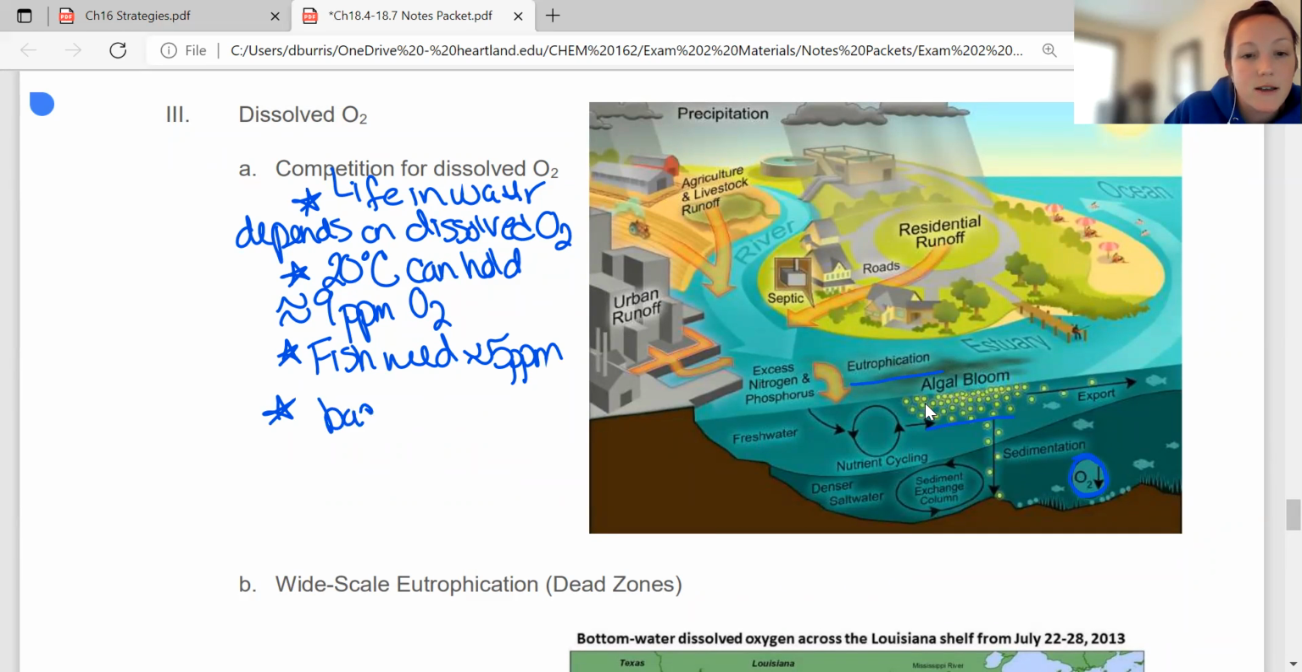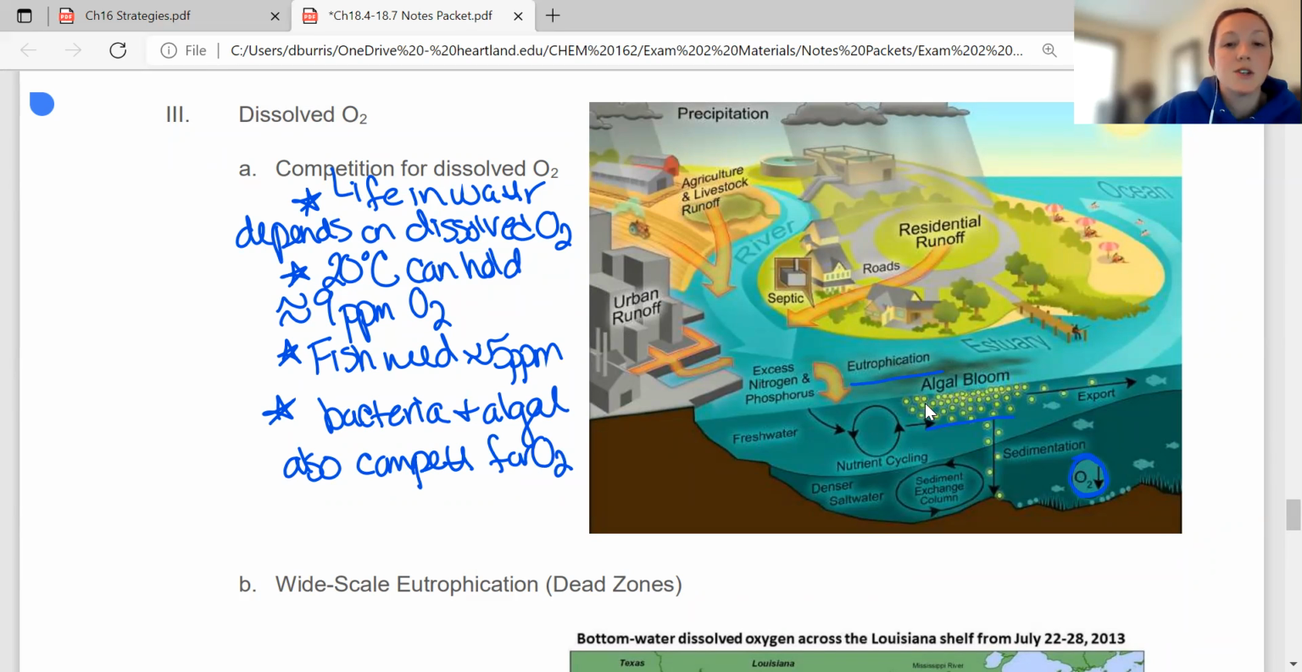So bacteria and algae also compete for O2. Okay, so when we have bacteria and algae that get a little bit too excited and reproductive and make lots and lots more algae, we get these things called algal blooms, and they cause eutrophication.